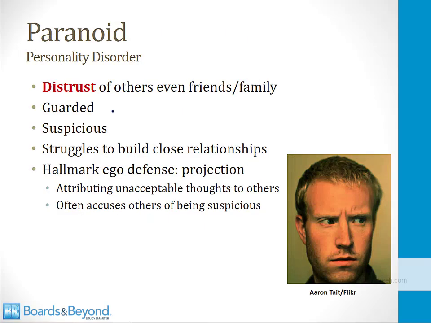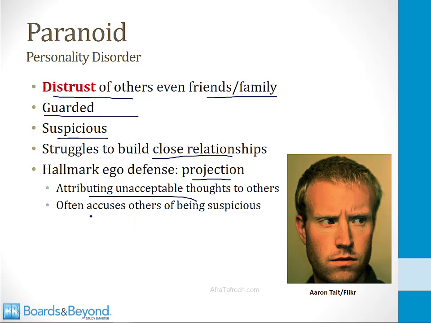We'll start with paranoid personality disorder. In this disorder, patients display a deep-seated distrust of others, even family and friends. They are often guarded, they are often suspicious, and they struggle to build close relationships. And the hallmark ego defense of a paranoid personality disorder is projection. These patients often project onto others what they are feeling, and I talk about projection in the video on ego defenses, but these patients will have unacceptable thoughts and they will attribute those to others. So, for example, someone with a paranoid personality disorder may accuse their doctor of being suspicious of them and judging them and thinking bad things about them. That is projection, and that is often seen among patients who have paranoid personality disorder.